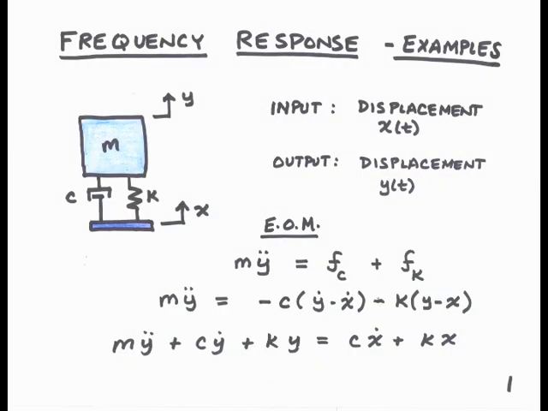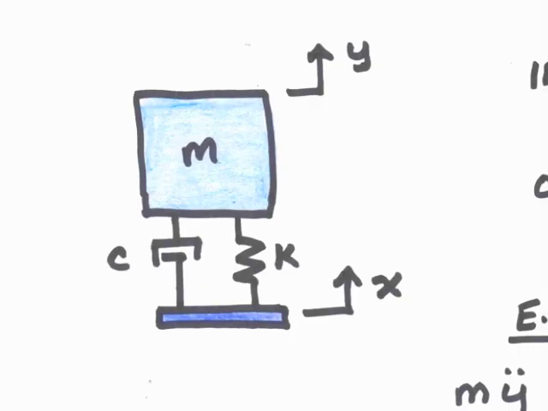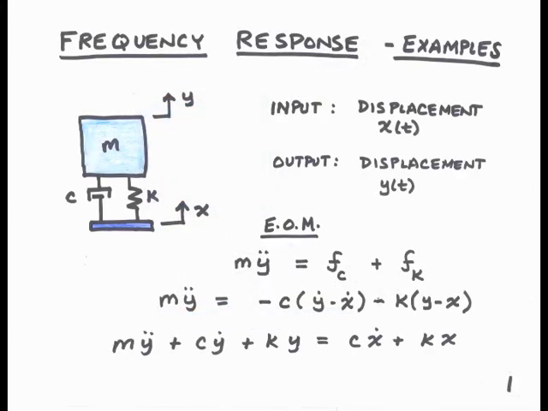In this presentation, we'll look at several examples of the frequency response of a second-order system with base motion. And this system is shown here. We have a mass attached to a spring and a damper to a base which is moving. The motion of the base is given by x, and the motion of the mass is given by y. So here the input is the displacement x of t, and the output is the displacement y of t, the motion of the mass. We can find the equation of motion of this quite easily.